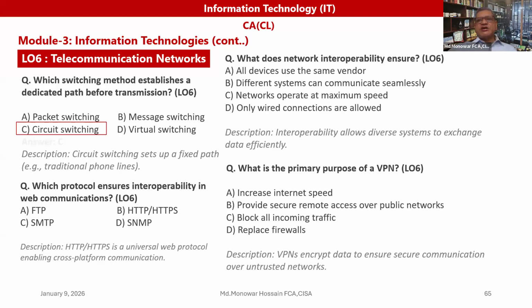What does network interoperability ensure? Network interoperability ensures that different systems can communicate seamlessly, because interoperability allows devices, systems, software, or applications to exchange data efficiently within the system. Answer B.